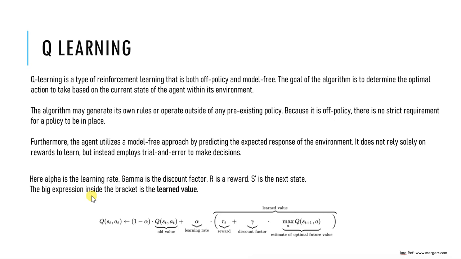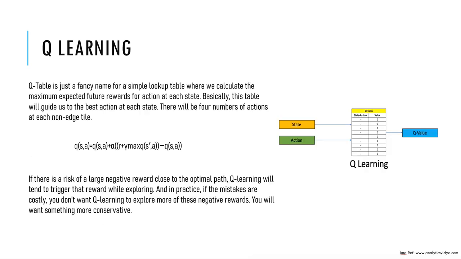Okay, so it uses a Q table. Let me show you how it looks. Obviously I have shown it to you in the previous video also, how the Q table looks. The Q table represents the expected cumulative reward of taking a particular action in a particular state.